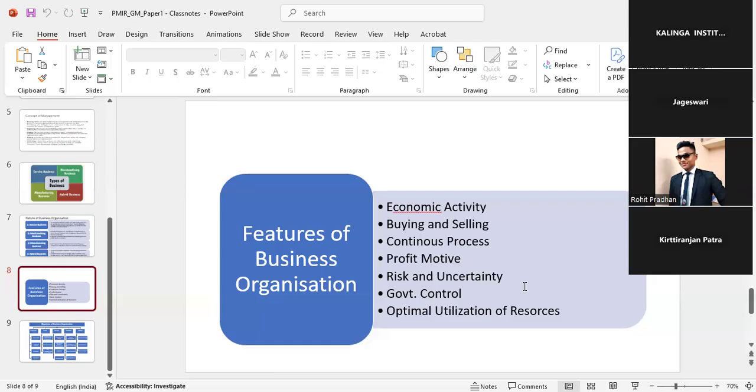Optimal utilization of resources. So when you are using any resource, any manpower, any money, you try to get maximum benefits out of it.